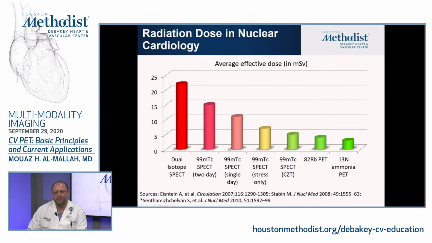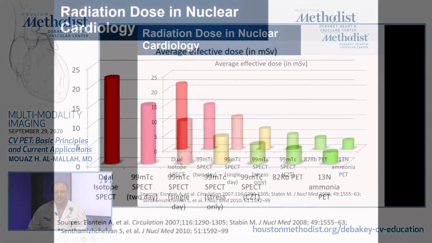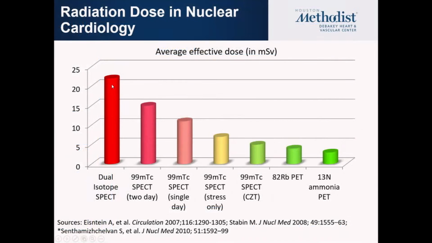And I want to finish up by this perfusion protocol that shows you the radiation doses of the perfusion protocols. So if you're using dual isotope, which we don't use anymore and we discourage its use, you're talking about 20 to 25 millisievert. If you're using a 2-day protocol, then you have nearly 10 to 15 millisievert. If you're using SPECT protocol with 1 day, then you're talking about 10 millisievert or so.